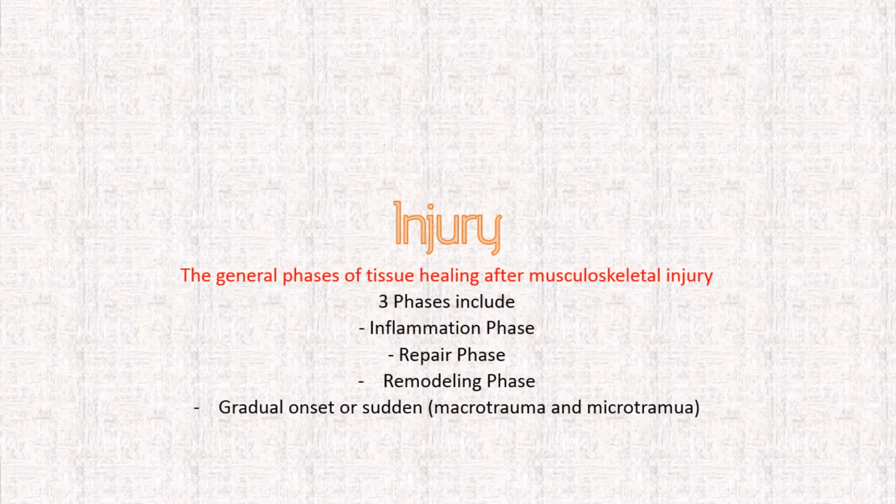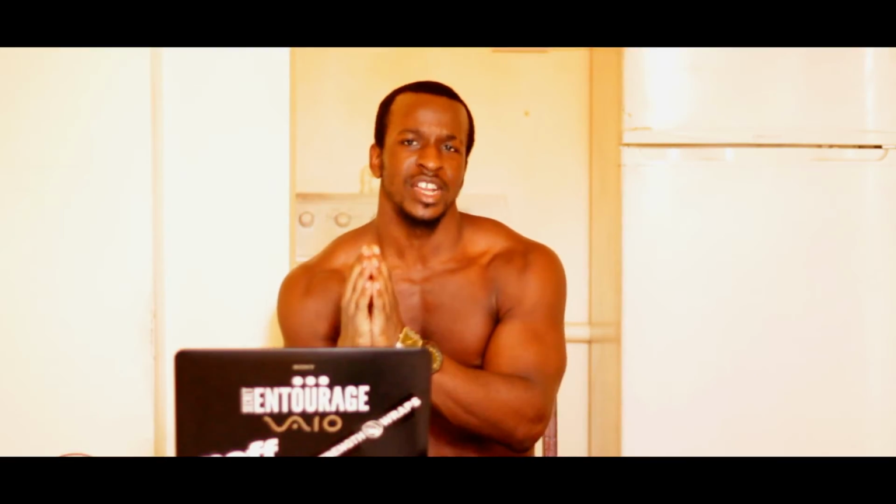So injury. I'm going to talk about the 3 phases. So you have the inflammation, repair, and remodeling. And then, as you can imagine, not all injuries happen the same way. You have gradual onset and you have sudden, aka micro trauma and macro trauma. So let's get right into it. Now, let me give you an example of what gradual onset would be.